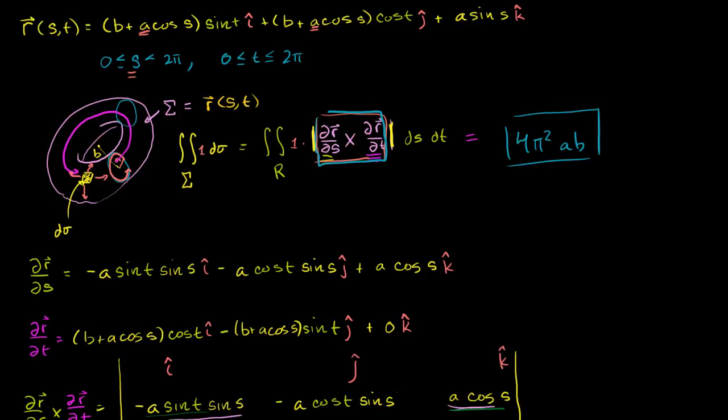We now know that if you have a torus where the radius of the cross section is a, and the radius from the center of the torus to the middle of the cross sections is b, then the surface area of that torus is going to be 4 pi squared times a times b, which I think is a pretty neat outcome.